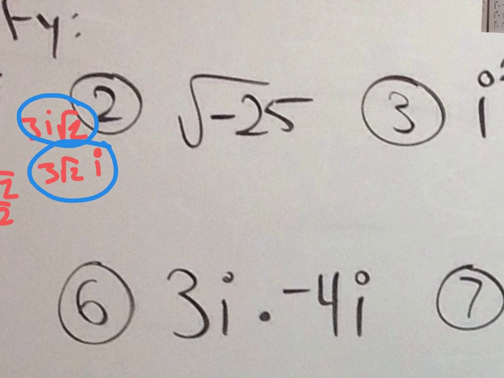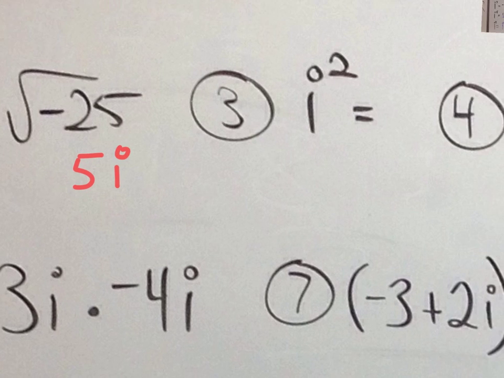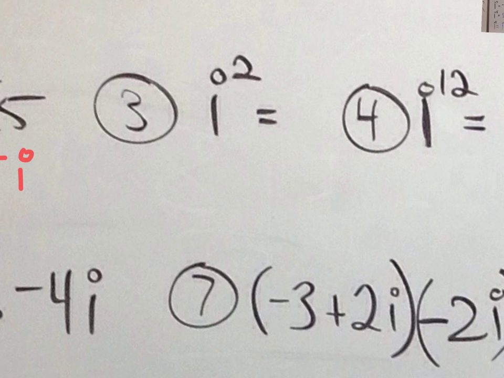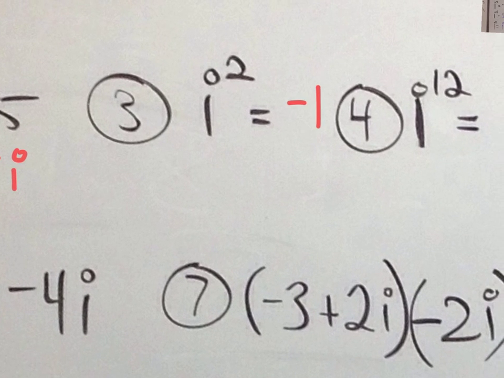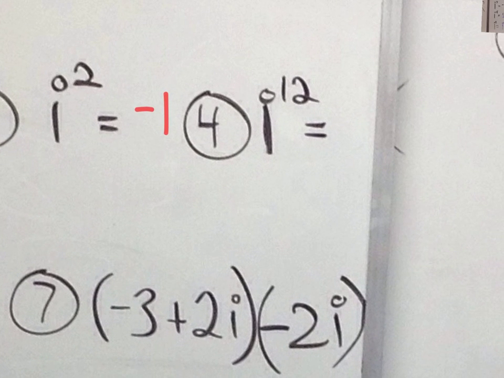Okay, moving on. Square root of negative 25, what's the answer? 5i. Definitely not negative 5. Negative 5 squared is not negative 25. But 5i squared really is negative 25 if you think about it, because i squared is negative 1. Moving on, number 3. What is i squared? And i to the 12th?